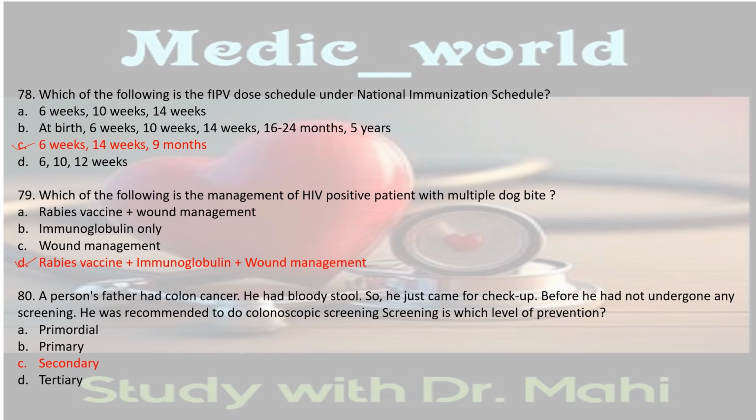A person's father had colon cancer. He had bloody stool, so he just came for a checkup. Before, he had not undergone any screening; he was recommended to do colonoscopic screening. Screening is which level of prevention? The answer here is secondary level of prevention.